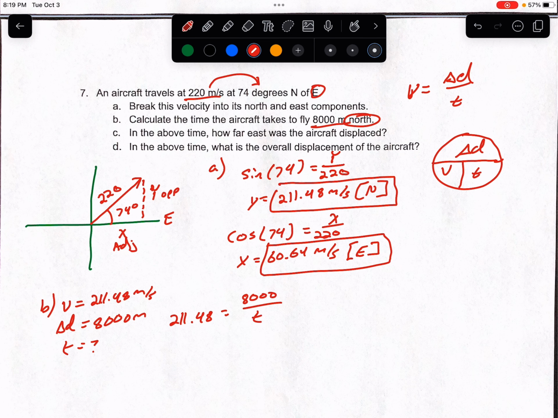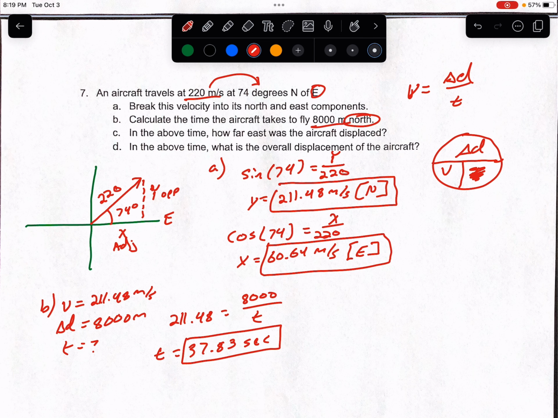Okay, so you can switch the T and the 211.48, or you can use this circle method up here. If you're looking for T, cover up T, and that means you're going to do D divided by V. So we're going to do 8,000 divided by 211.48, and that's going to give you 37.83 seconds.